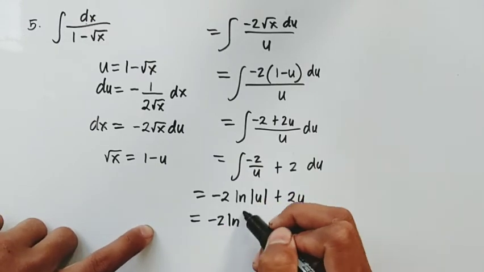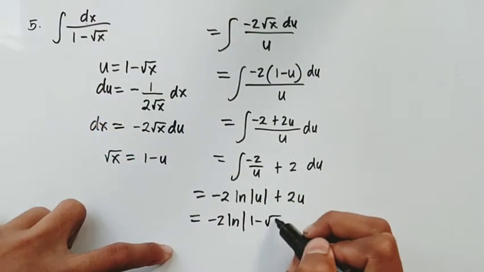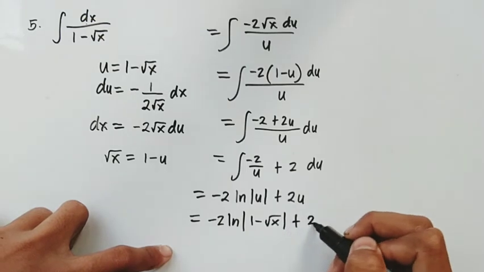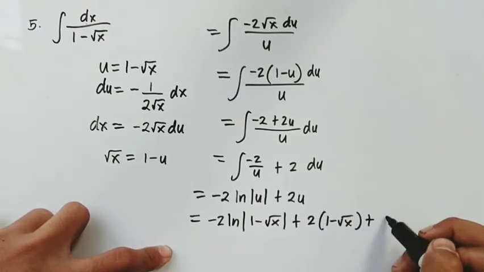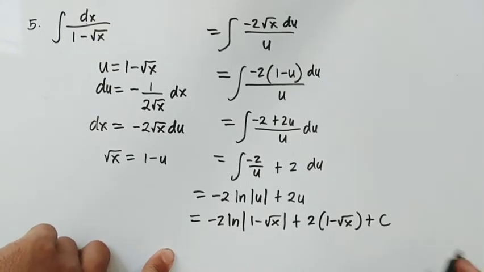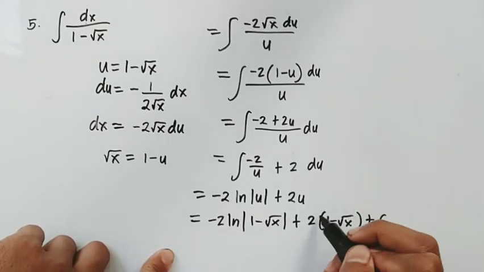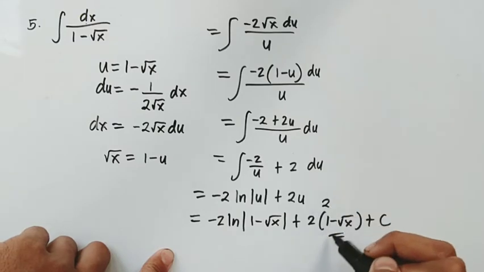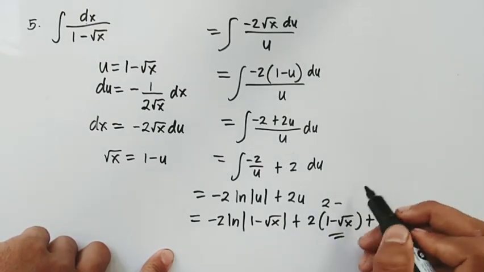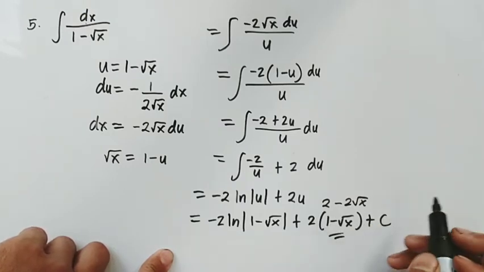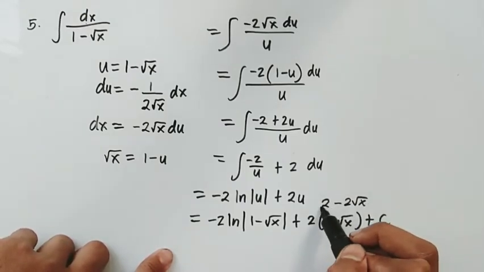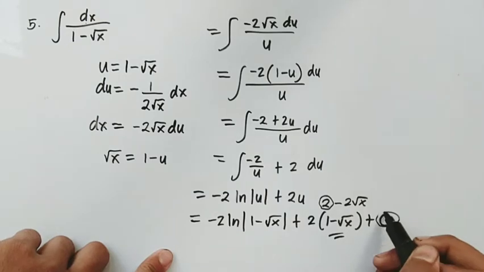Di pa tayo tapos. U is equal to 1 minus the square root of x plus 2 times 1 minus the square root of x plus c. Ito na ba yung sagot? Pwede pa natin ito masimplify. Pwede natin siya isulat as 2 minus 2 the square root of x. Just expand or distribute. And makikita natin na meron tayong constant.